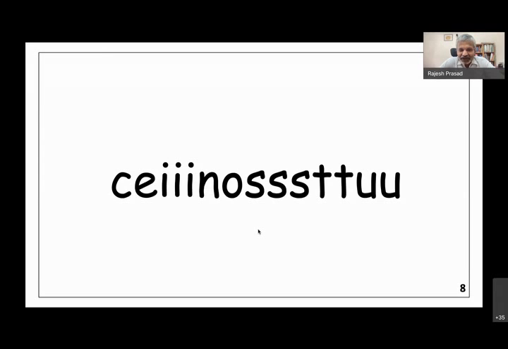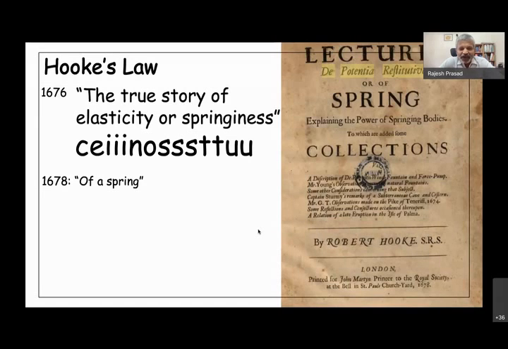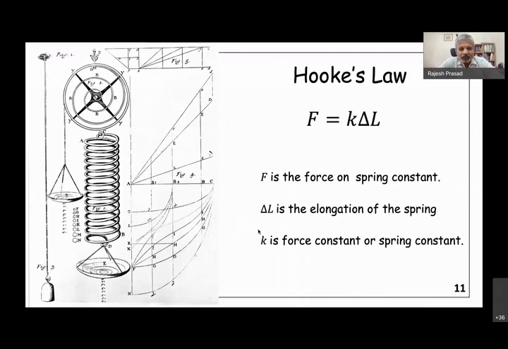So it was a challenge to the reader: decipher this anagram, then you will find what is the true story of elasticity. In 1676, for 2 years, this anagram remained undeciphered. Then, in 1678, finally, Robert Hooke, to his satisfaction, gave the final decipherment in a full article on springs. And he deciphered this anagram as "ut tensio, sic vis", as is the tension, so the extension. That is what is Hooke's law as we know it today.